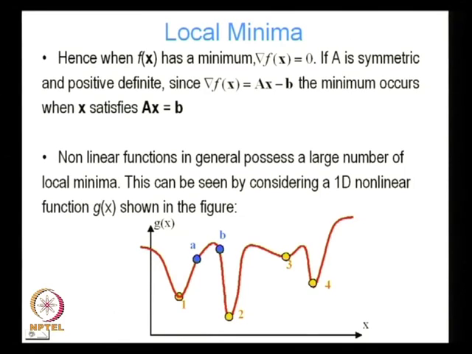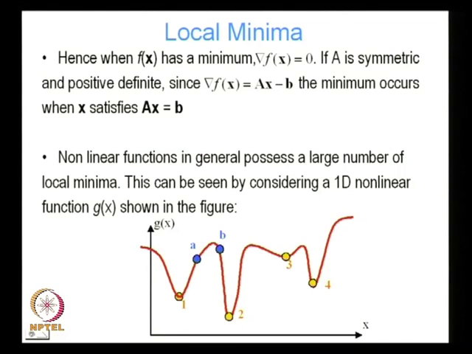Up till now we were talking about quadratic forms. Quadratic functions, quadratic forms, are nice well behaved functions. We will show later that they have what is known as a global minimum, so one point which is the minimum. It is a well behaved function with a minimum at a point. But in general, nonlinear functions do not possess a global minimum, they possess many local minima.